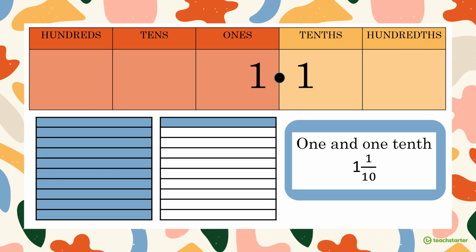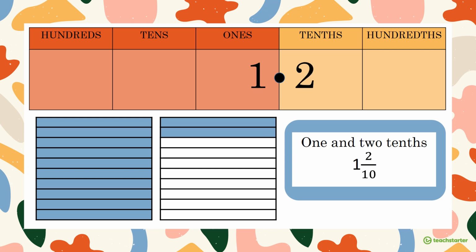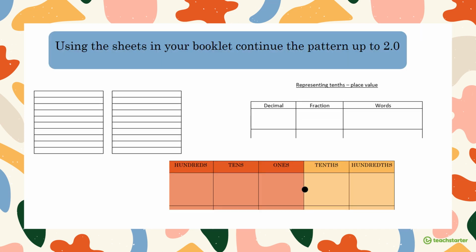If I continue this pattern, 1 and 2/10. Okay, so your job now is to continue my pattern all the way up to 2. I have included in your book pack these sheets, okay? So you need to write the decimal, the fraction, and the word form all the way up to 2, okay? Good luck. Can't wait to see all your work.